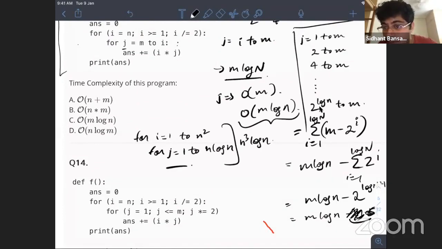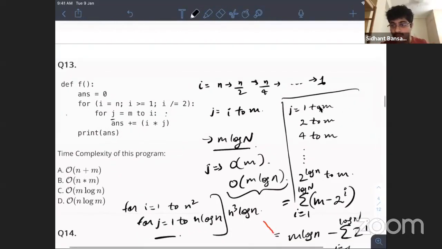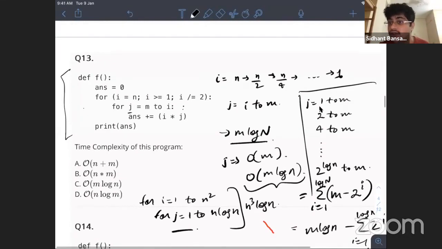Expansion once again, please. Okay, which expansion? I did not understand for j equal m to I. Okay, let's see. This part, we'll just quickly go through again. So for this question, the answer comes out to be m log n.